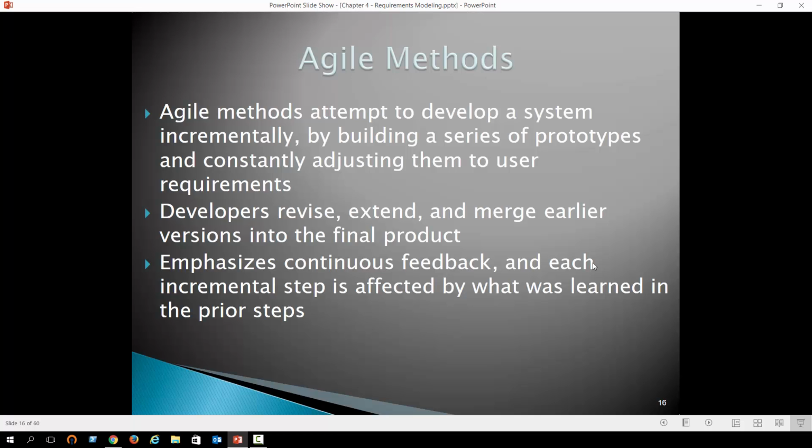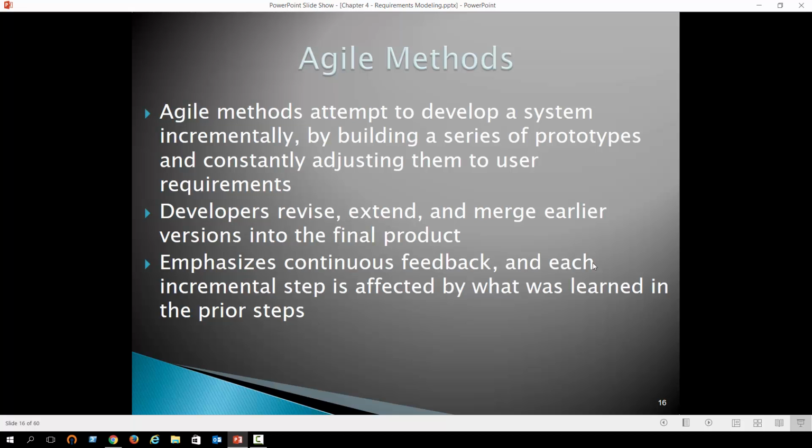So this works with immediate, let's-get-it-out kind of systems, okay? Not long-term, five to ten year systems where we need to be forward thinking to say, what might the system need to do in a few years? That kind of thing. So Agile methods attempt to develop a system incrementally by building a series of prototypes, constantly adjusting them to user requirements.